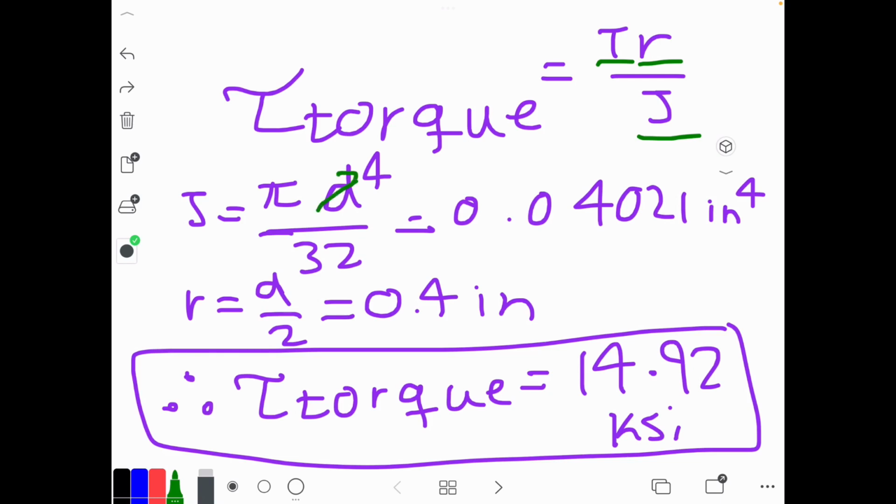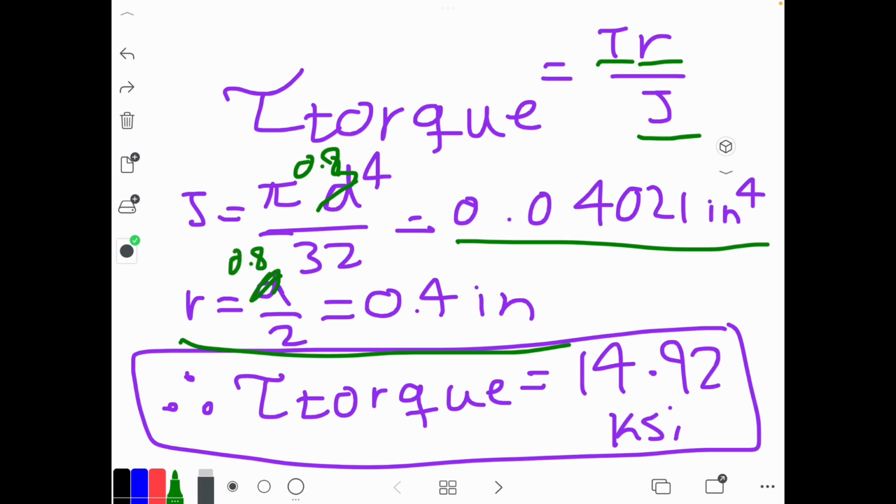We know d is 0.8. So 0.8 to the 4 times pi divided by 32 will give you 0.04021 inches to the 4. Now we know that one. And for the radius, from the centroid that we had, 0.8 divided by 2, the diameter divided by 2, gives us 0.4 inches.